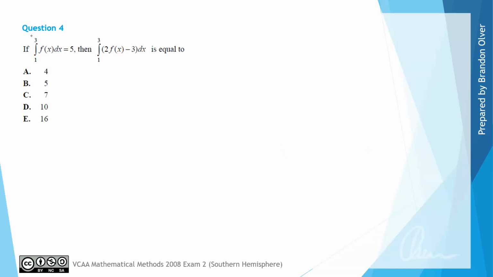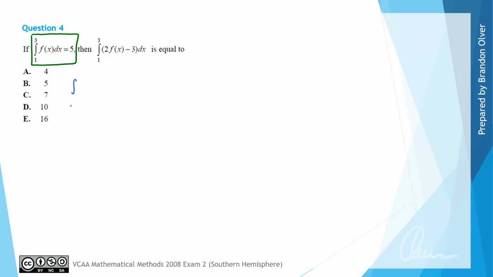For question 4, it says if the integral from 1 to 3 of f of x dx is equal to 5, then the integral from 1 to 3 of 2 times f of x minus 3 dx is equal to one of the following. So what we will need to do is use the properties of integrals and definite integrals to split this up into something that we can work with.